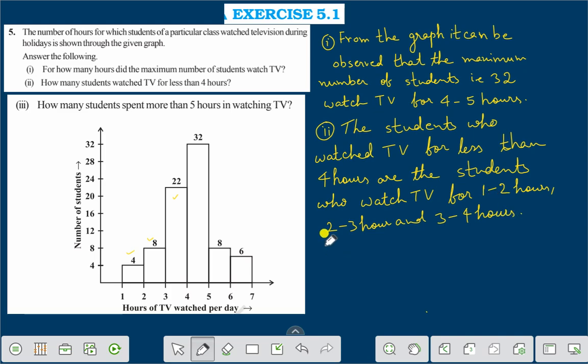Therefore, total number of students is equal to, for this group it is 4, for this group it is 8, and for this group it is 22. 22 plus 8 is 30 plus 4 is equal to 34. 34.